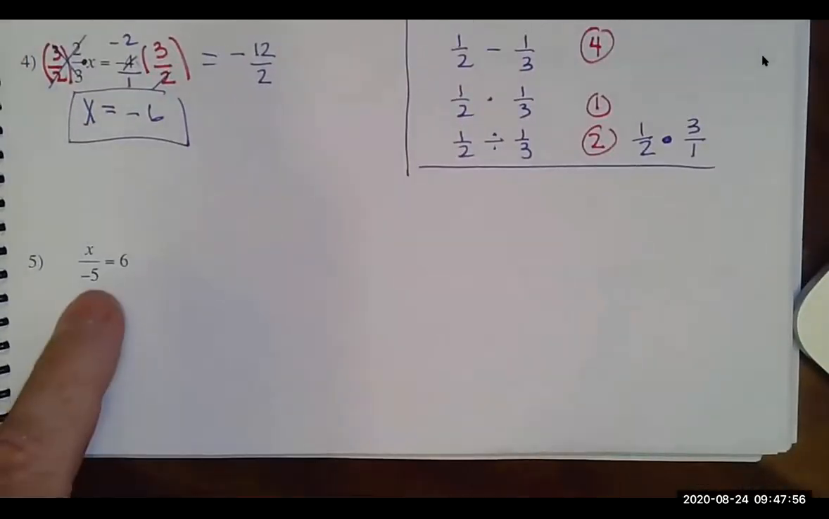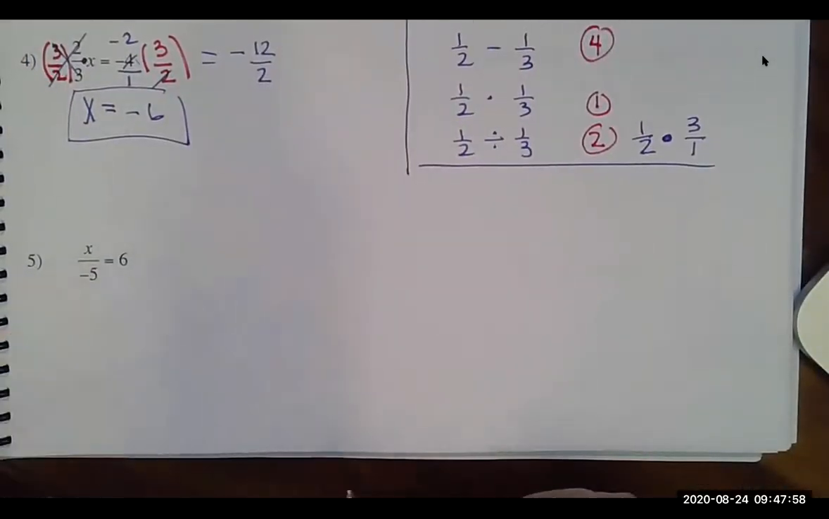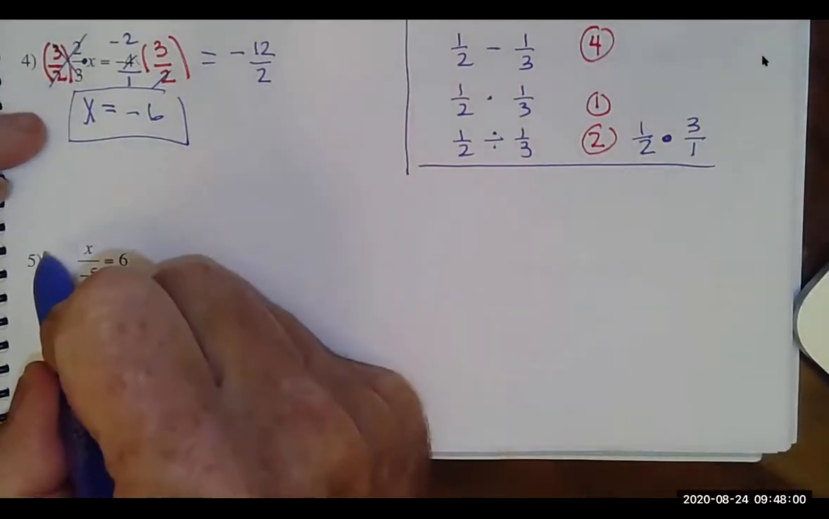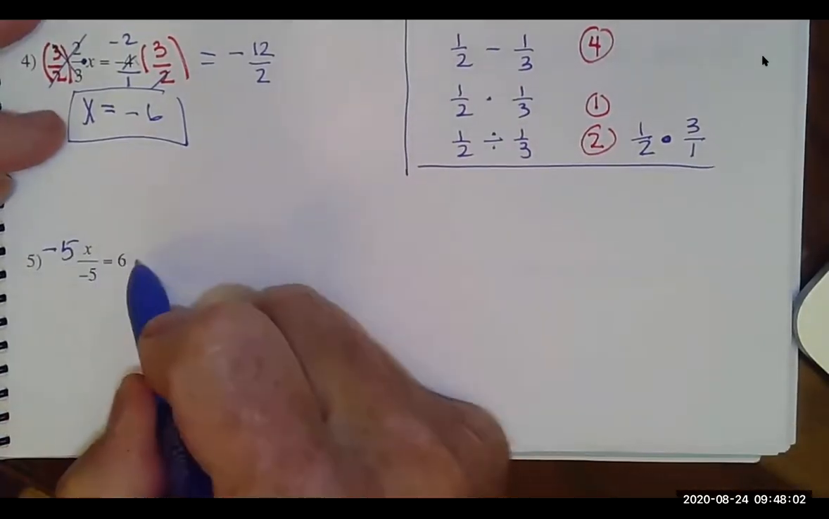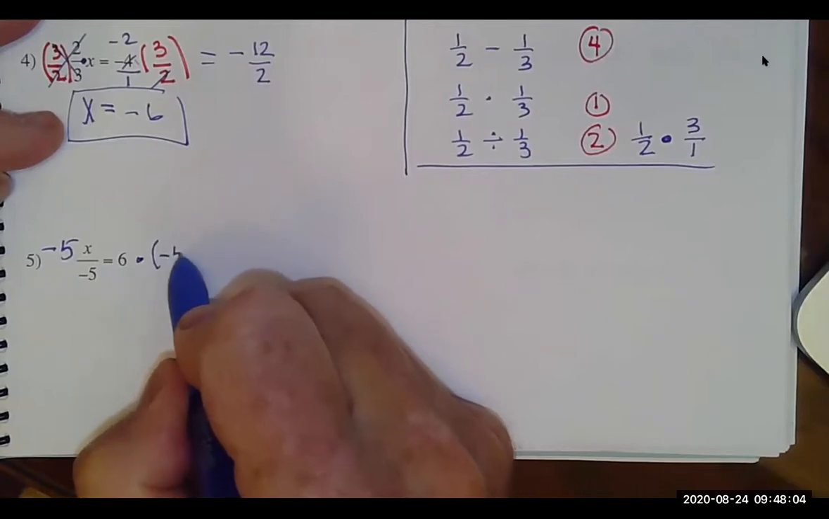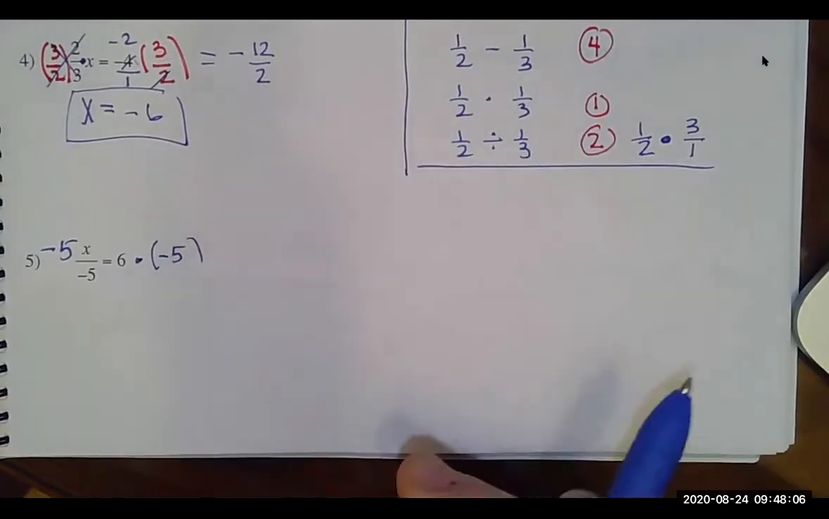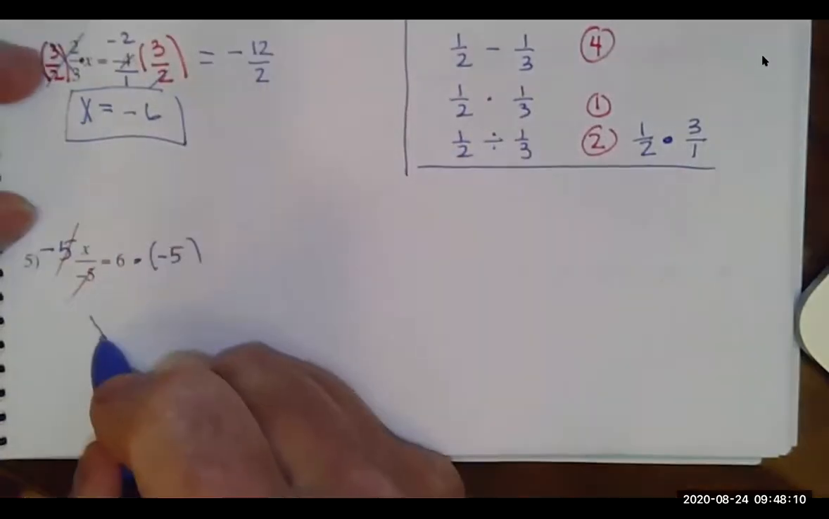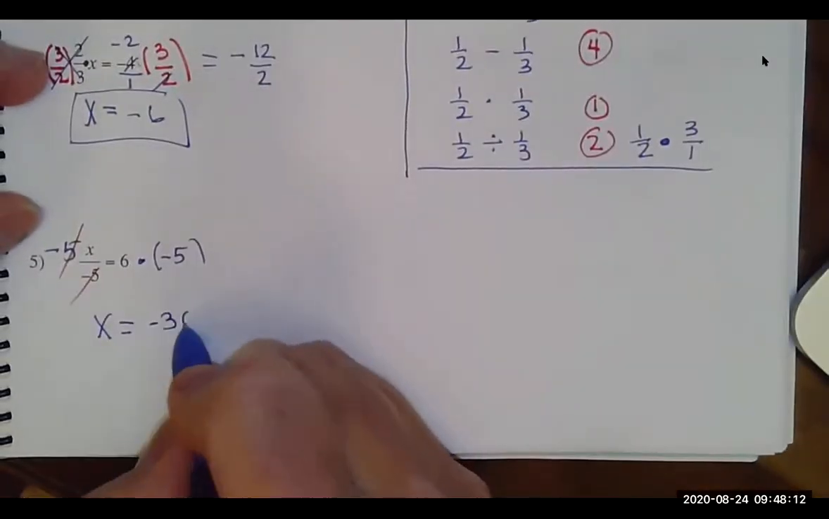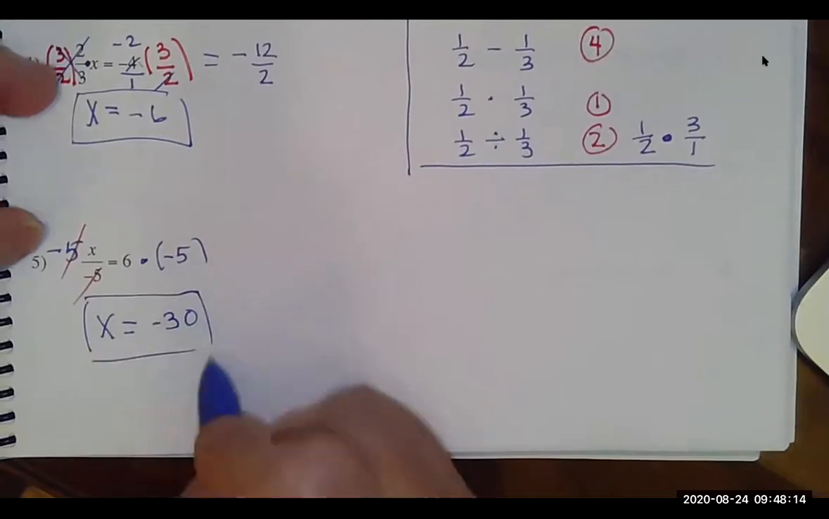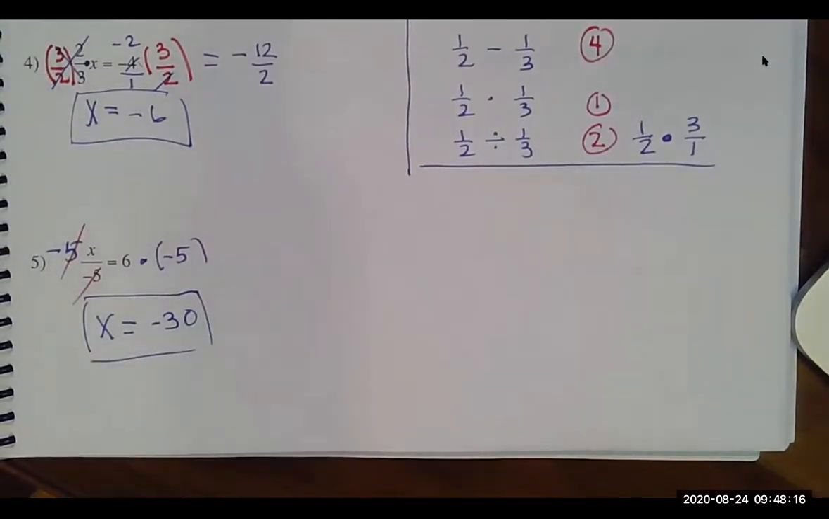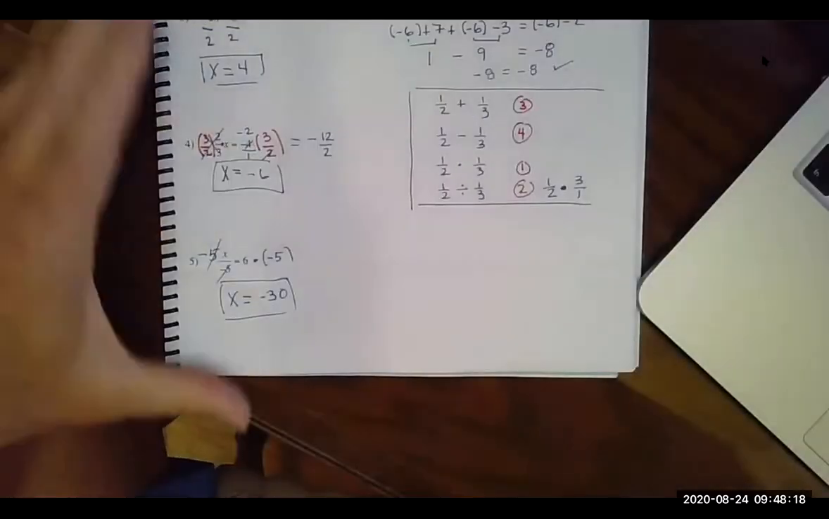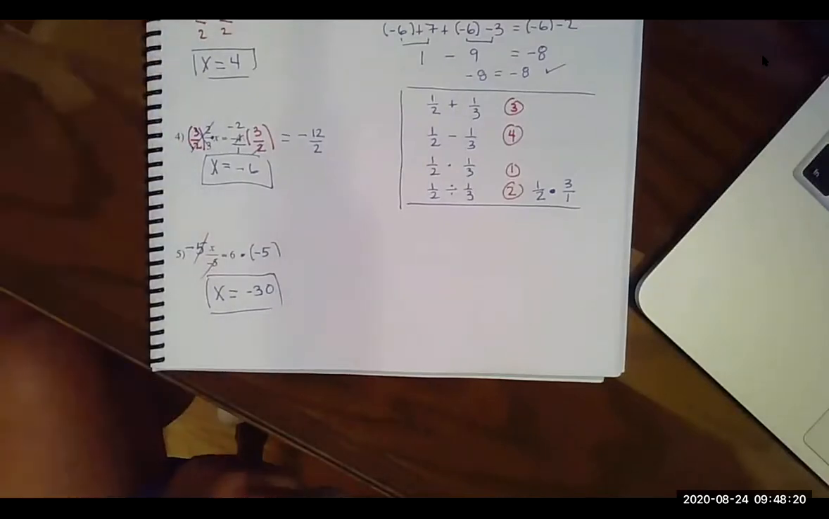All right, this one. I want to get rid of the negative and the 5. So how about multiplying by negative 5 on both sides? Because that would make that go away, and then you've got x equals negative 30. And again, if they ask you to check it, you always go back to the original.